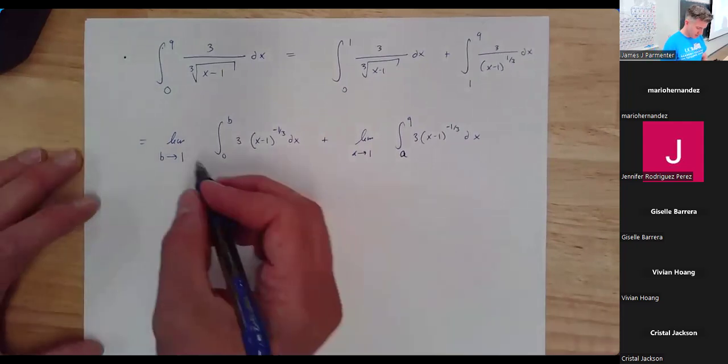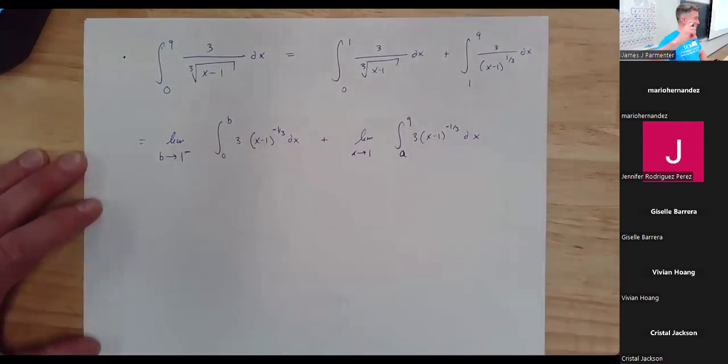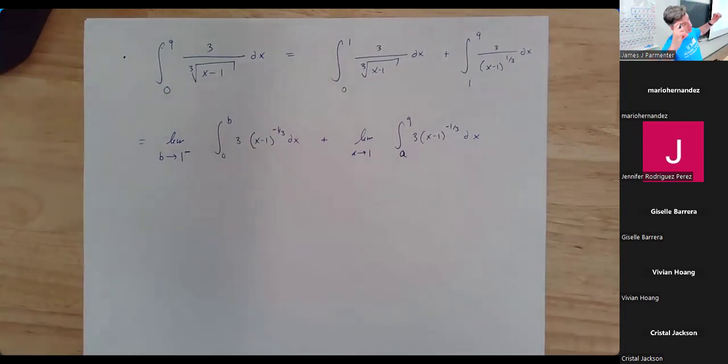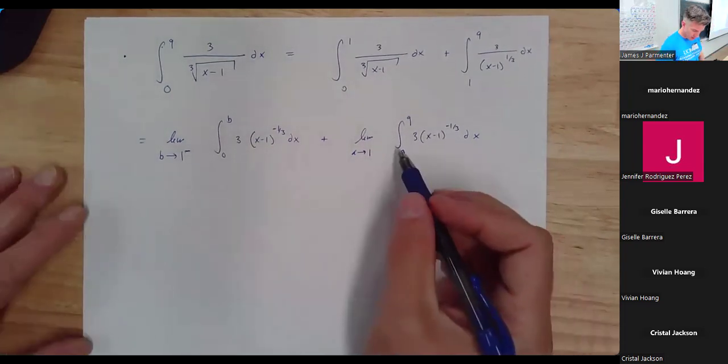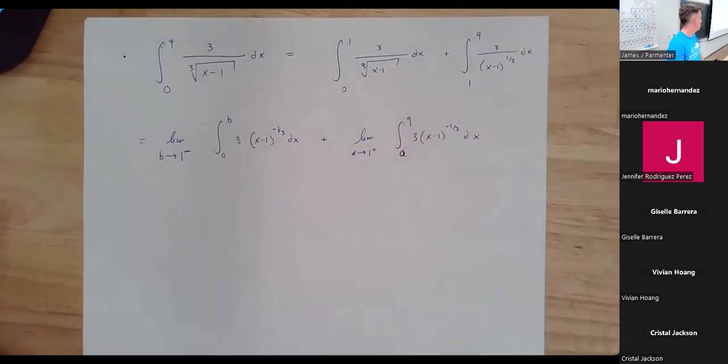Technically, I should be approaching 1 from the left here, because if I'm between 0 and 1, I'm certainly on the left side of 1. And here, if I'm between 1 and 9, I'm certainly on the right side of 1. Probably not super important, but everything counts, I guess.